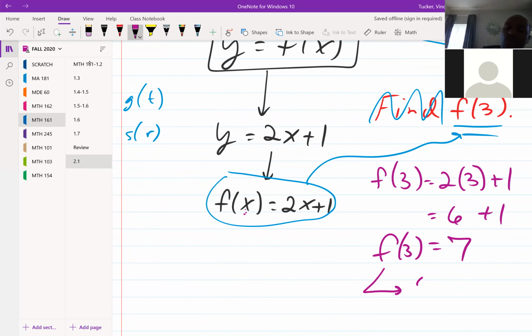That also means your ordered pair is (3, 7). 3 is what you plug in. 7 is what you got out. 3 is your domain. 3 is in your domain. 7 is in your range, and so on.